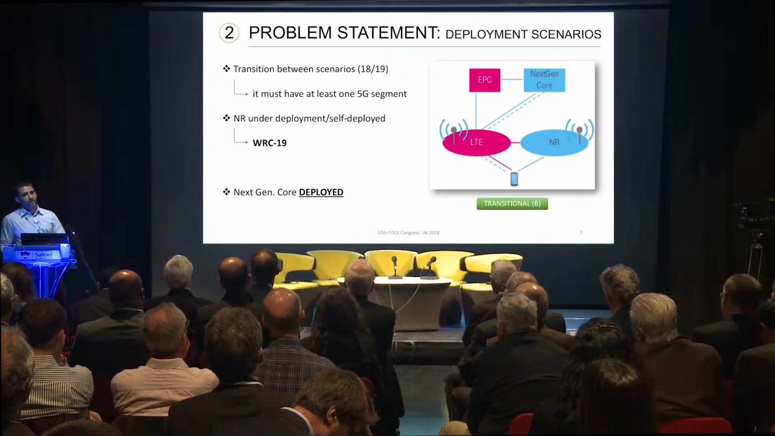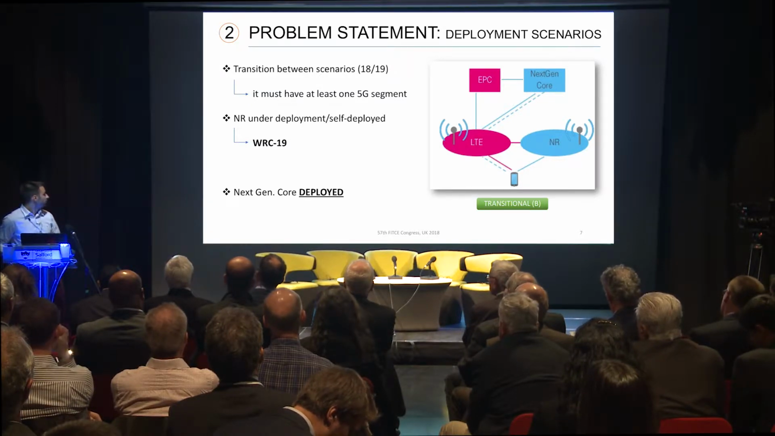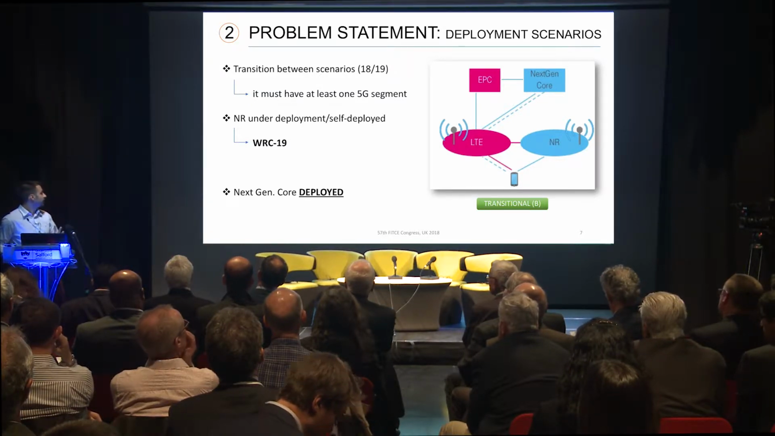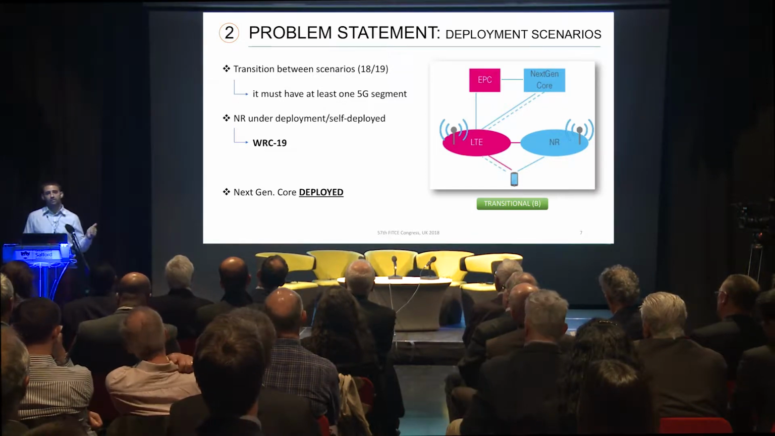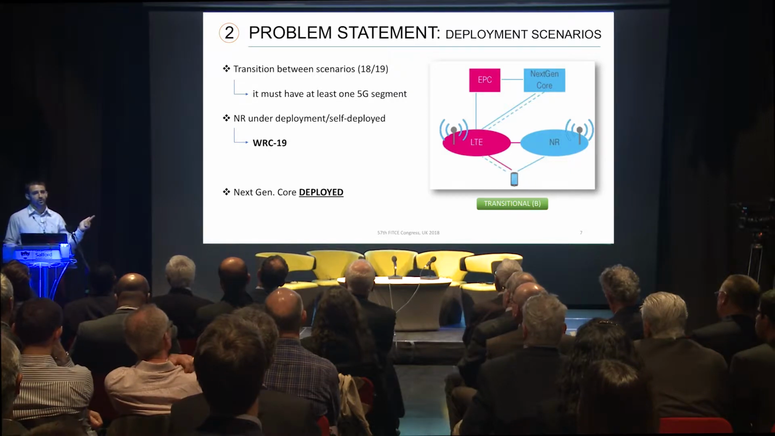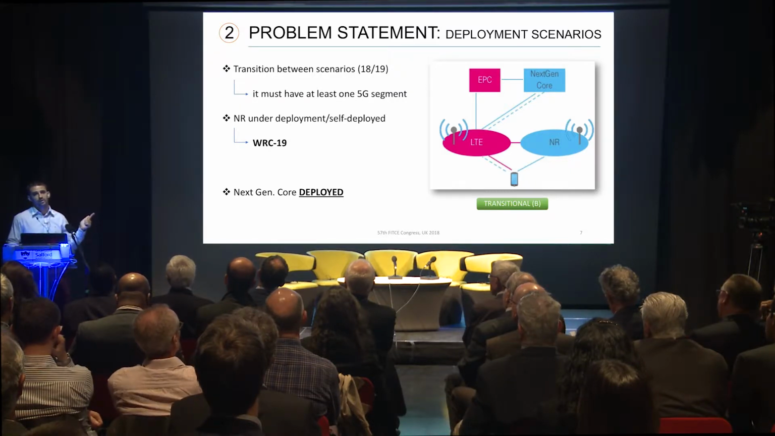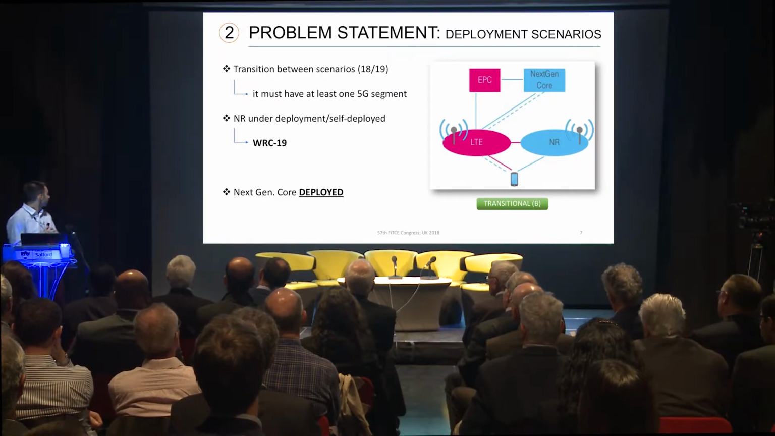So what about scenario B? Because scenarios A and C seem very direct or very easy to assume, but there must be a transition between these two scenarios, scenario B. It will be deployed, I would say, more feasibly in 2019, and it must have at least one 5G segment, either the new radio or the core, what has been called the next generation core network.